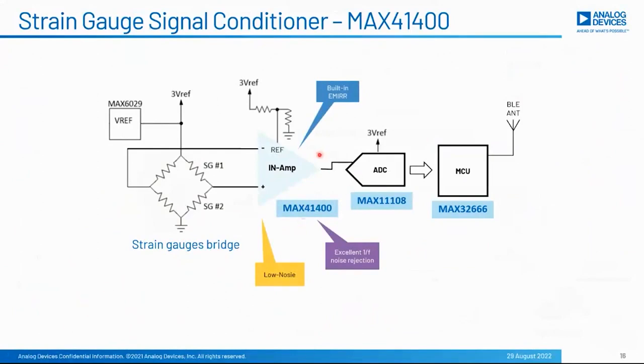The output of the in-amp is a single-ended amplified voltage signal, which is sampled with a 12-bit SAR ADC, MAX11108, and processed by a BLE SoC, MAX32666.